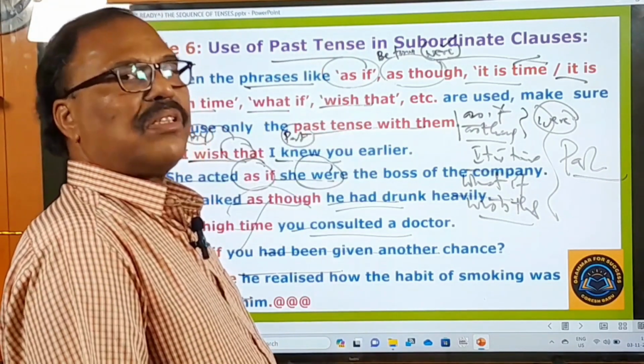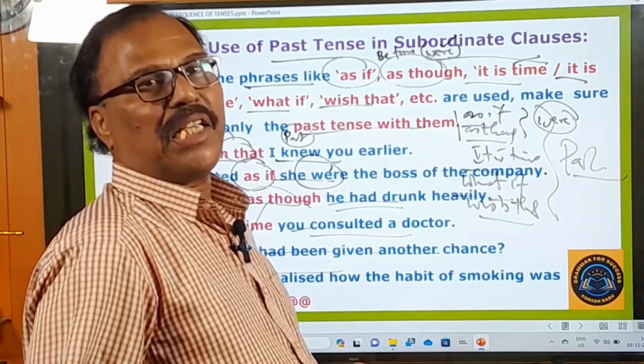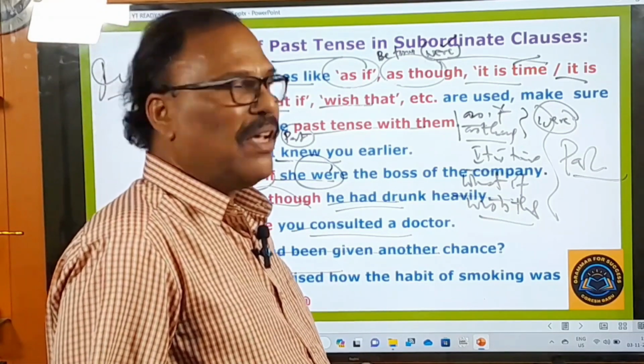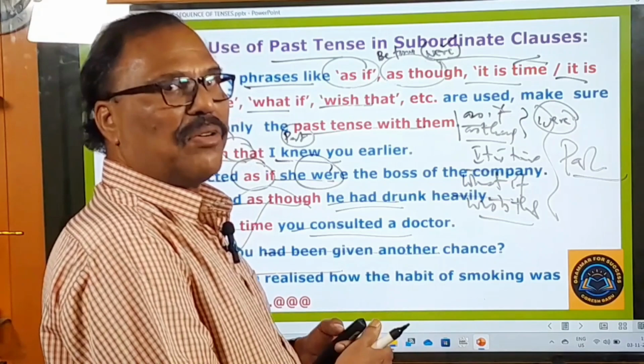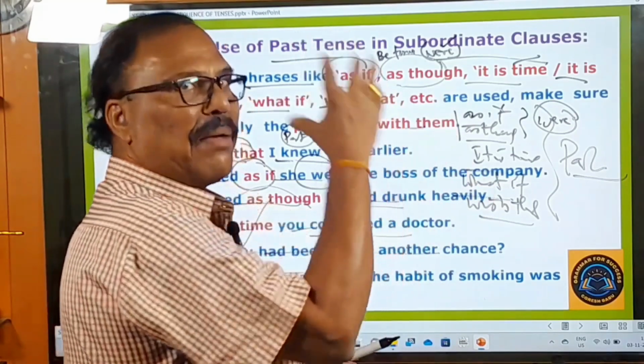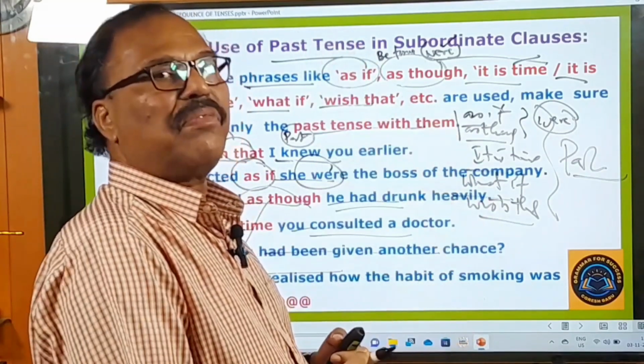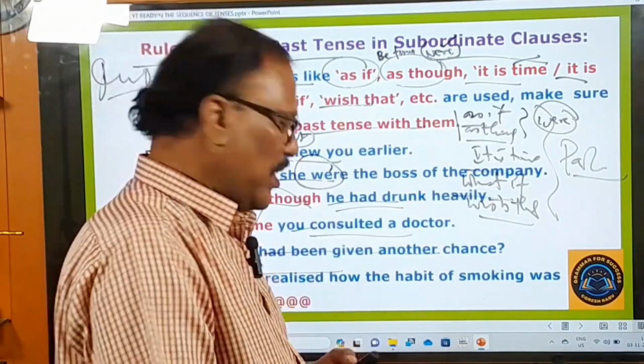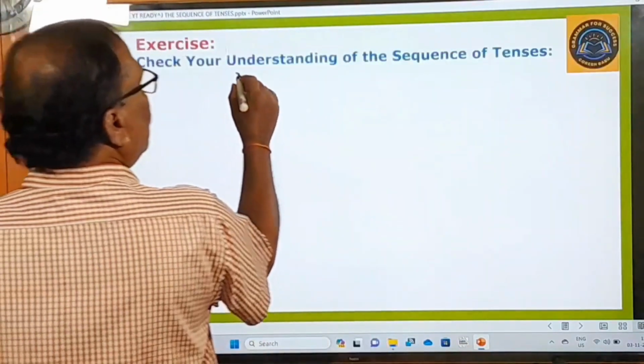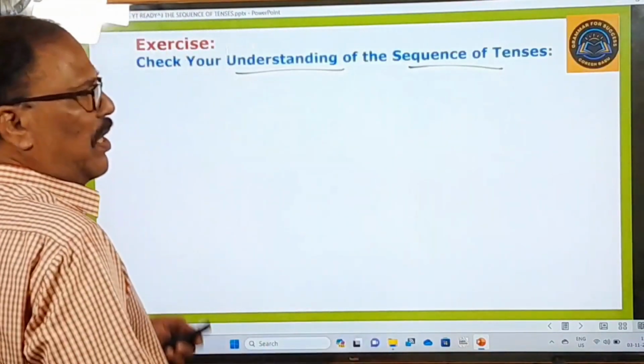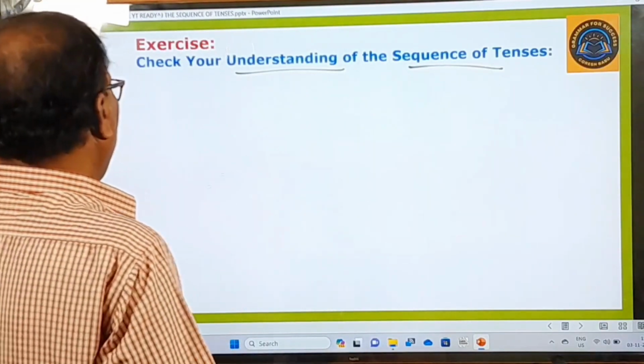With this, all the 6 rules under this sequence of tenses are over. And now let us check whether we have understood this grammatical aspect or not. So for that, let us do some exercise, right? Check your understanding of the sequence of tenses, okay? Just 5 minutes, I have given very small sentences.